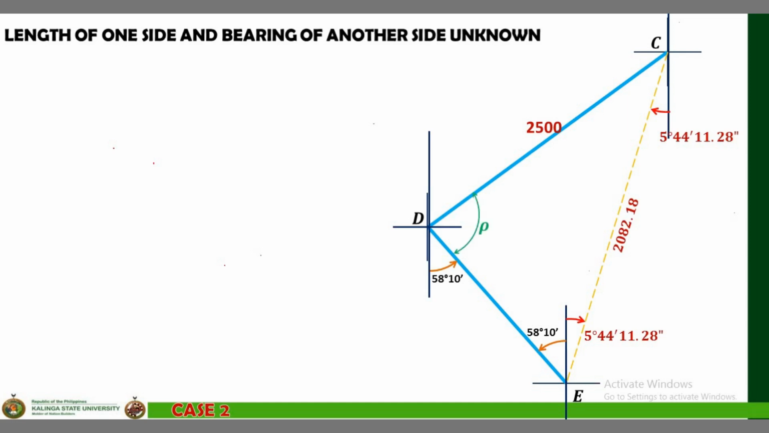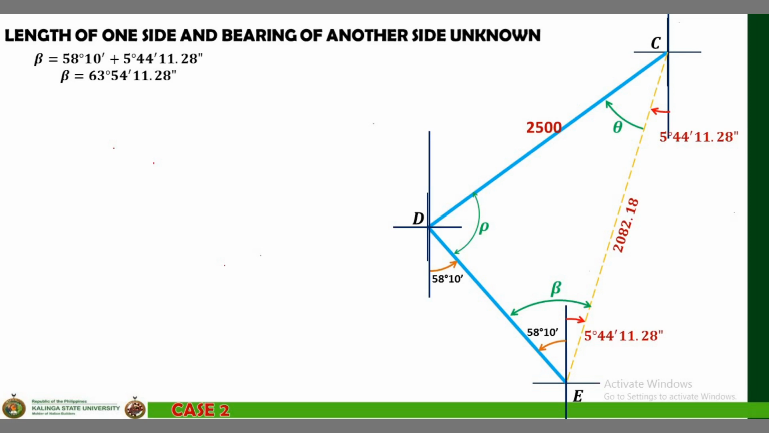After that, I need to get the values of my internal angles, rho, theta, and beta. Looking at my sketch, I can solve for beta. I just have to add 58 degrees 10 minutes and 5 degrees 44 minutes. The result is that beta is equal to 63 degrees 54 minutes 11.28 seconds. That is the value of my beta. I still need to get the values of theta and rho.